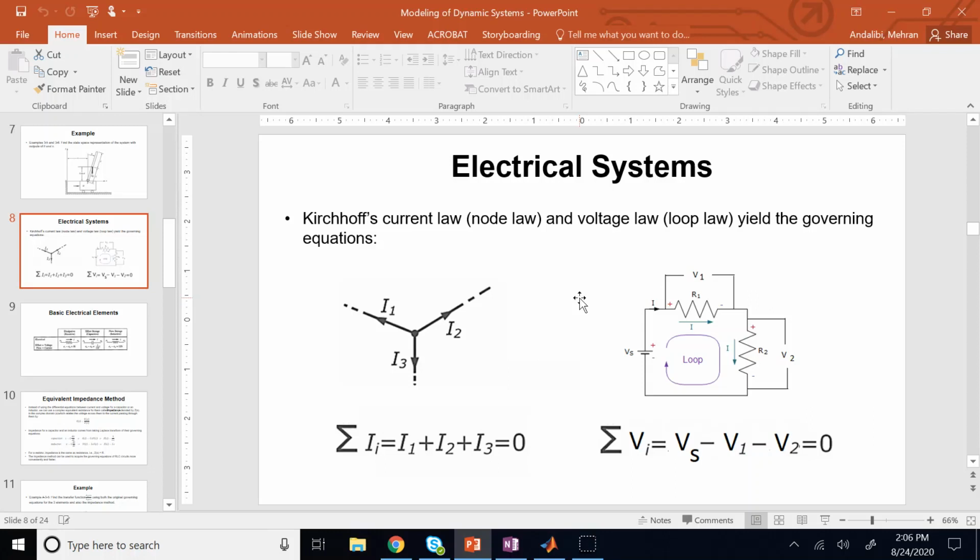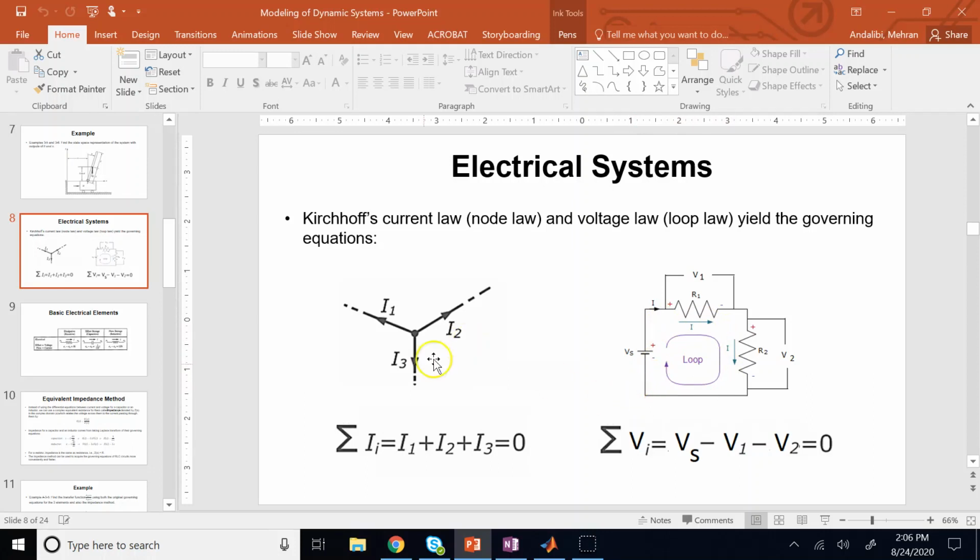Or the loops law. The node law says the sum of all currents going into a node is equal to the sum of all currents getting out of the node. In other words, no electric current is generated or disappears through a node. The loop law says the sum of the voltages across a loop, if you consider appropriate signs, positive or negative, is equal to 0. This also comes from conservation of energy.